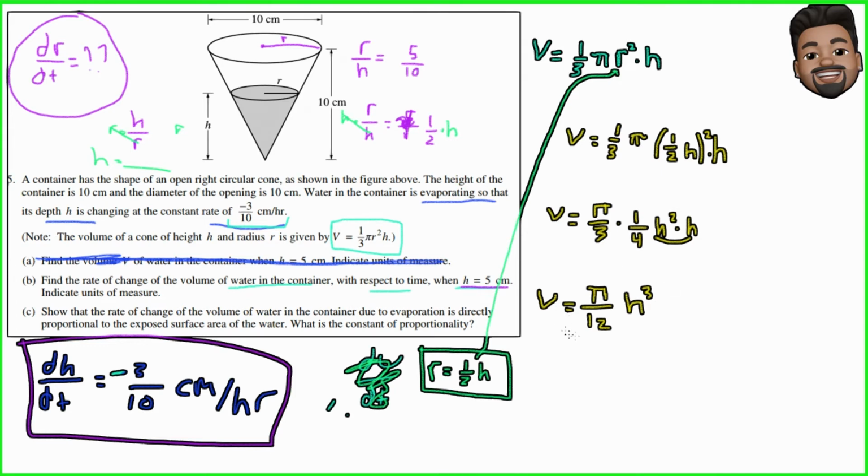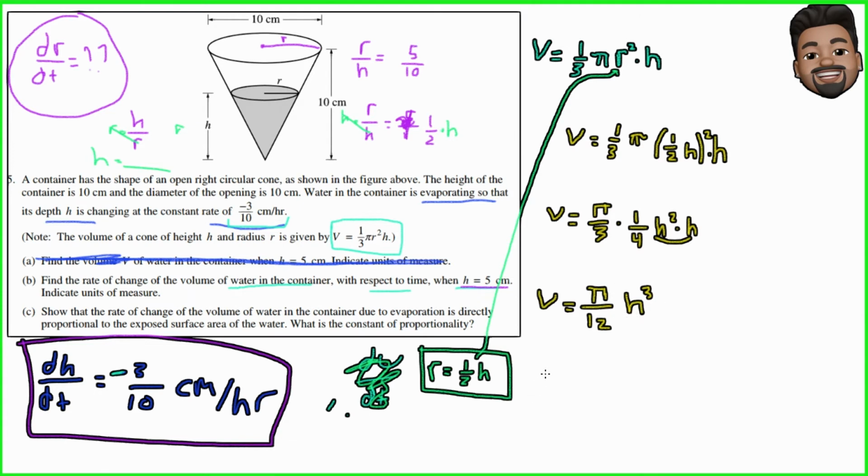Now that I have everything with respect to h, I can take the derivative of this, and this would be preferred. Again, the reason this is preferred is because we did not know what dr/dt was. If I had known what dr/dt was, I would have probably used the product rule, because I would find that a lot more manageable. But nonetheless, this is probably the best way to go about it.